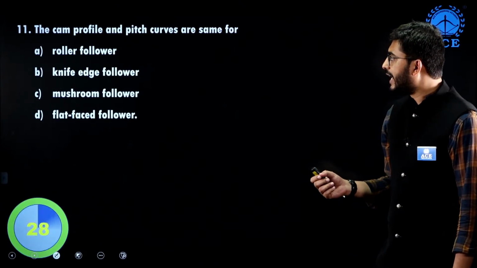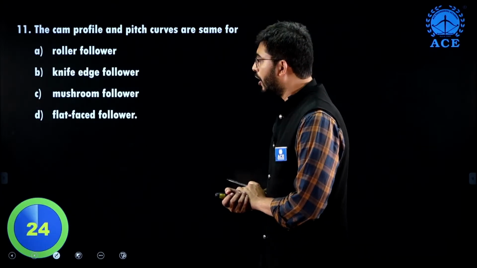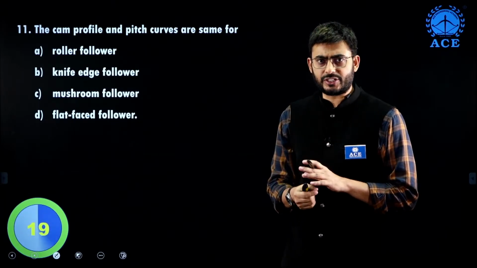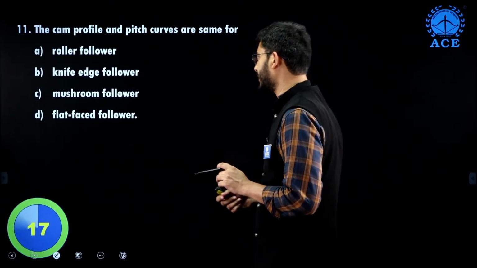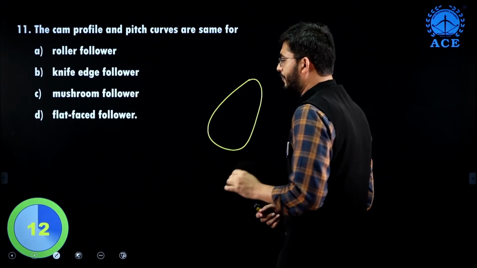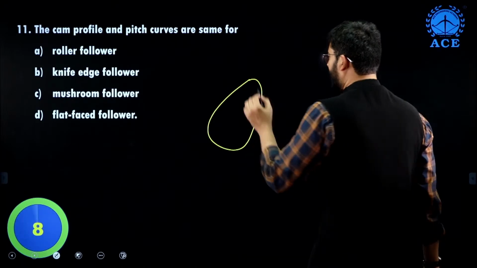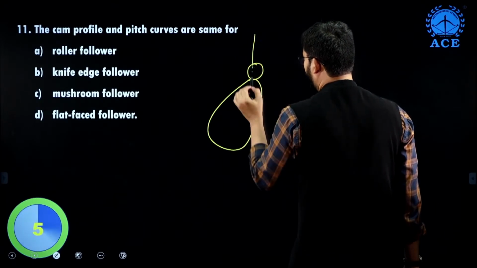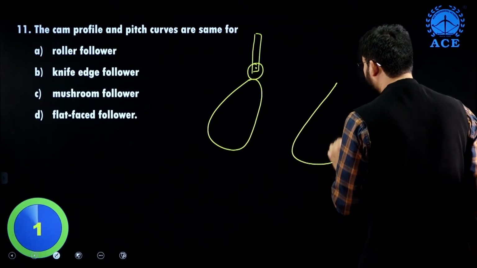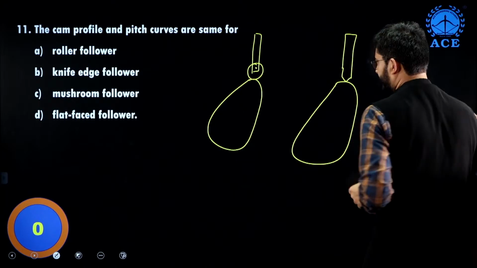Next, the cam profile and pitch curves are same for dash. Which type of follower has the cam profile and pitch curve coincident? Now guys, here we have different types of follower: roller follower, knife edge follower, mushroom and flat faced. So let us do the comparison. The roller follower will definitely consist of a rolling element, whereas in the knife edge follower, this element will be absent.